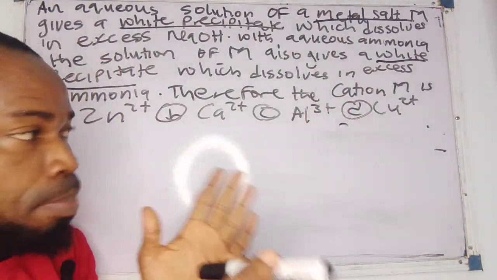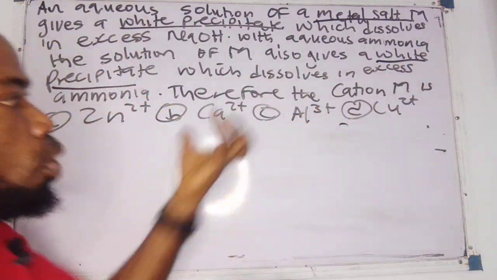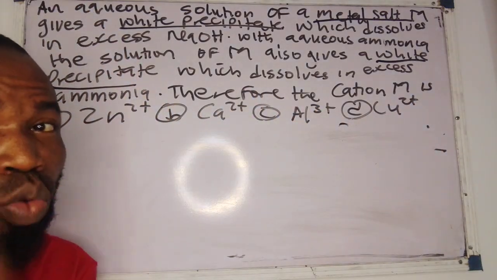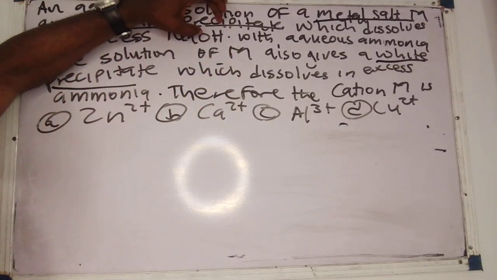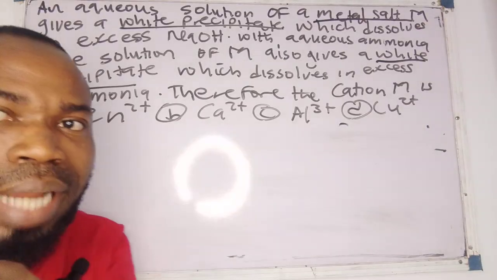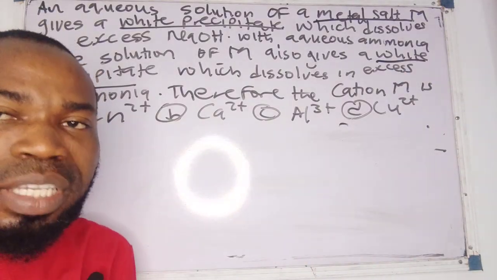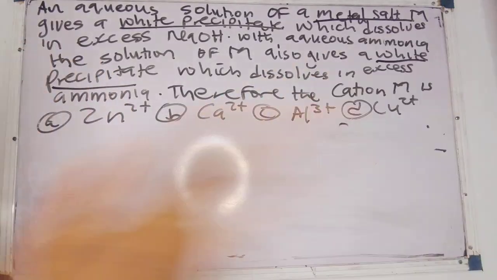You have to hold your pen and book there. This one forms a blue precipitate, but the rest of them form white precipitates. If these react with sodium hydroxide, they give a white precipitate. But now we need to analyze whether the precipitate formed will be soluble in excess or not. Let's analyze it.